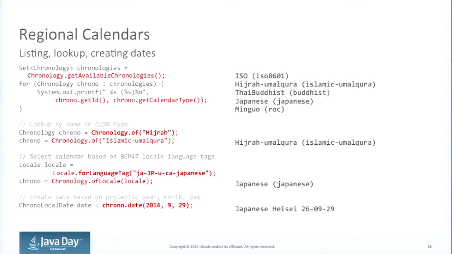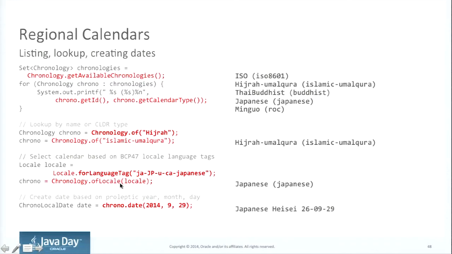For example, if I don't know what chronologies are available, how can I print it out? So there is a static method in Chronology that is getAvailableChronologies. It will give you the list of the supported chronologies, and that's what we're trying to do. Once I have the list, I just print it out, so it's giving me this particular list. So these are the chronologies that are supported. Japanese is one of those, okay?